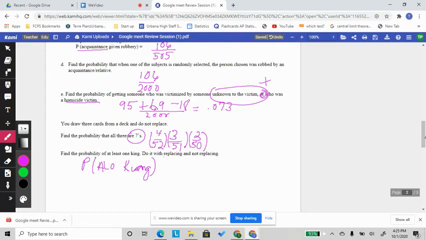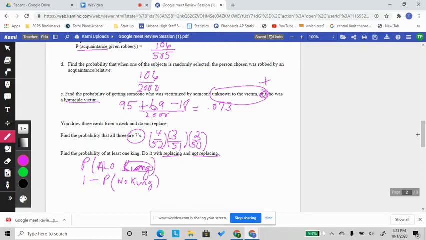We're going to do it with replacing and then not replacing. We're going to do it both ways. It doesn't matter for the replacing and not replacing. First of all, if we do at least 1 king, either way you do it, you're going to do 1 minus, and you always do the opposite. So we're going to do no kings. There are 4 kings in the deck, so there would be 48 of those.